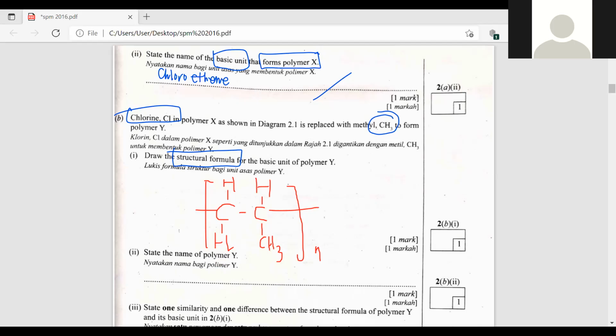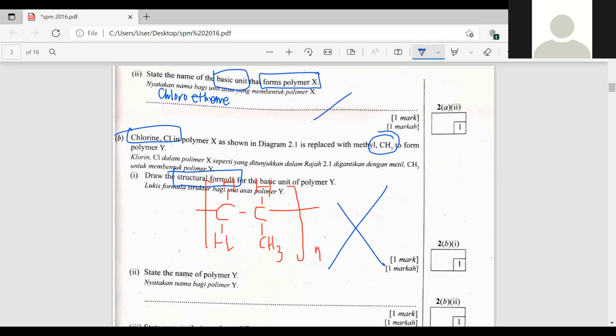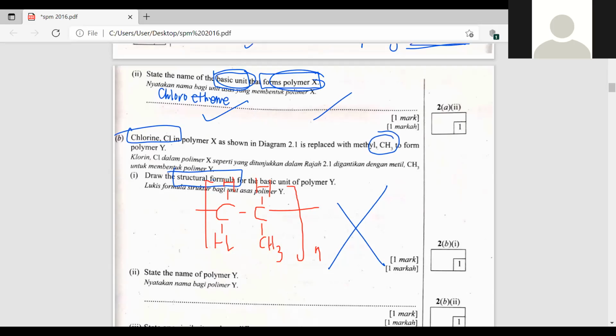Actually the answer is wrong. Her answer is wrong. Look, I go to the question before. State the name of the basic unit. You told me it is for X, you told me it's chloroethene. But here you put it in a polymer form. How can I give marks if you put it in a polymer form?